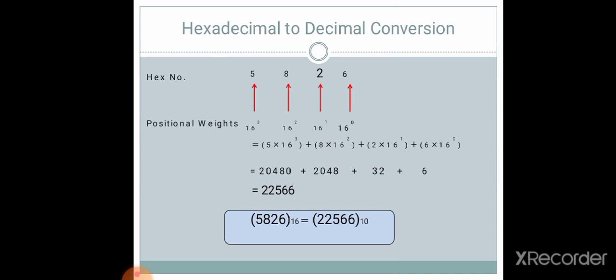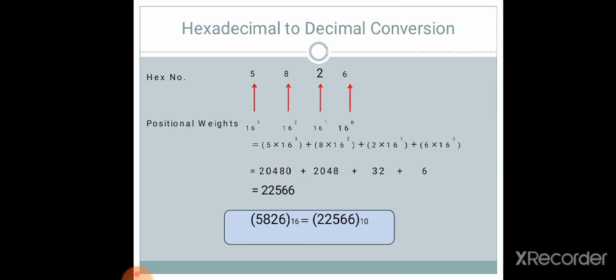So the hexadecimal number 5826 is taken here. The weight for 6 is 16 raised to 0. For 2 it is 16 raised to 1. For 8 it is 16 raised to 2. For 5 it is 16 raised to 3. So we'll take 5 into 16 raised to 3 plus 8 into 16 raised to 2 plus 2 into 16 raised to 1 plus 6 into 16 raised to 0. Finally we'll take all the multiplications, add all the multiplications, and the final answer is 22566.